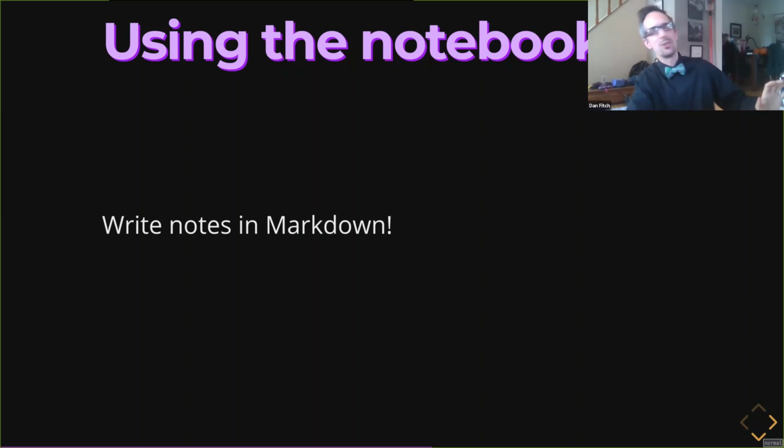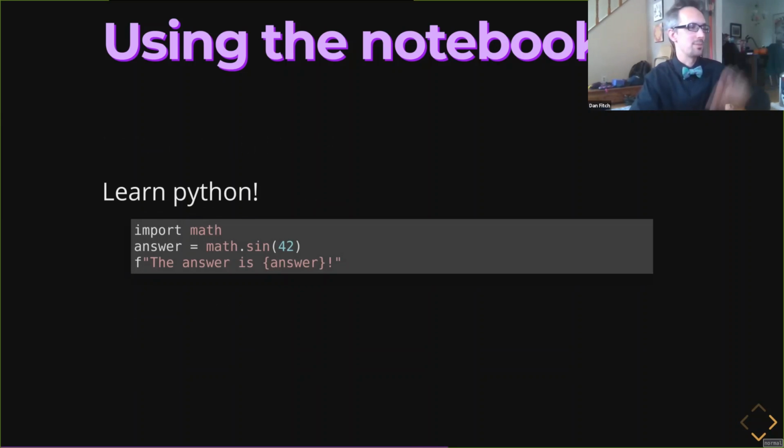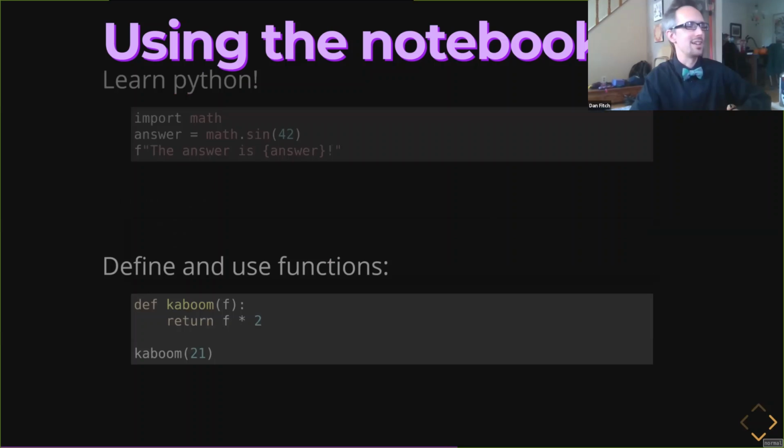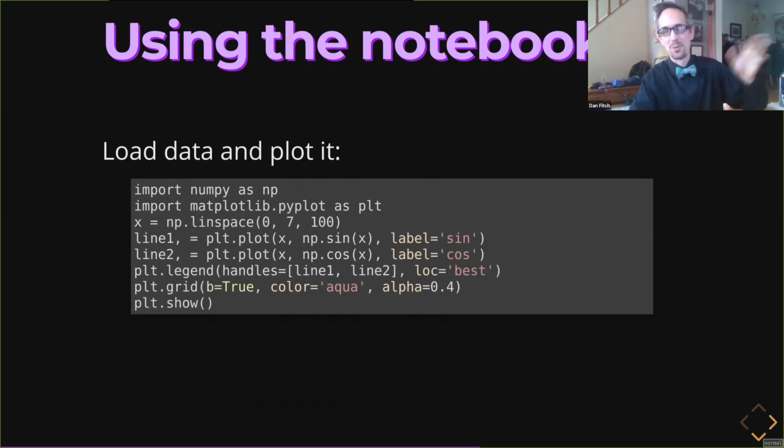So things you can do. You can write notes to yourself or the people who are going to receive the notebook in Markdown. You can learn Python by doing simple math operations and experimenting. You can use functions. You can define them in one cell and then use them in later cells. I'm just going to skip through these slides really fast because we're already past 4:30. You can load data and plot it. So here's a thing that makes some sine and cosine calls and then puts a grid on and a legend.